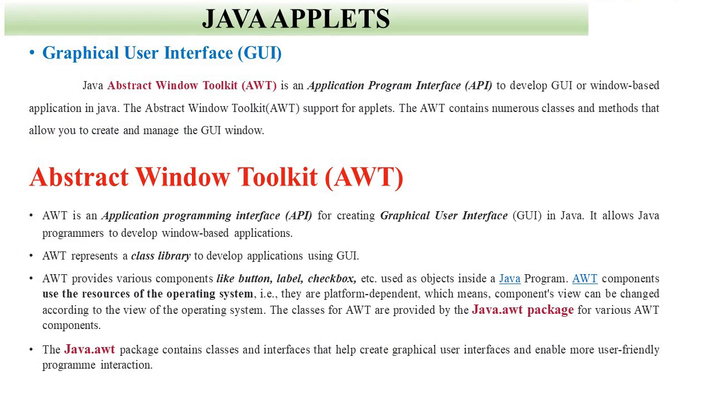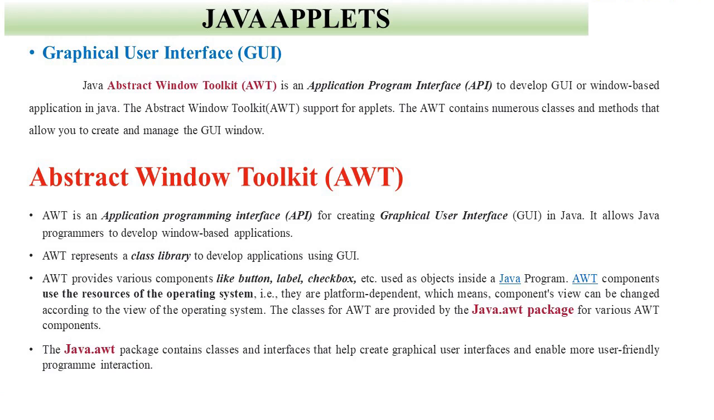Graphical user interface. Java Abstract Window Toolkit is an application program interface to develop GUI or window based applications in Java. The Abstract Window Toolkit supports applets. The AWT contains numerous classes and methods that allow you to create and manage the GUI window.